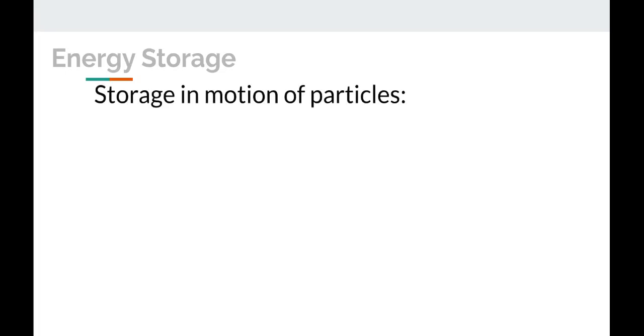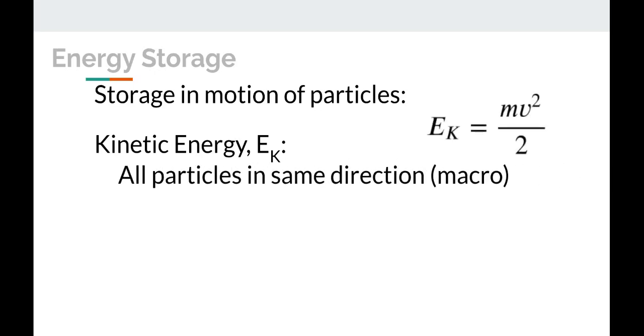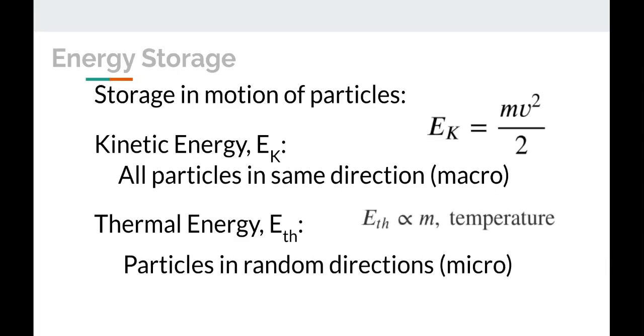Let's talk about 4 common energy storage modes. One energy storage mode is energy that's stored in the motion of the particles. This is called kinetic energy. The abbreviation that I use for this is EK, and it's related to the mass and to the velocity of the particle. So specifically, kinetic energy is the mass of a particle times the velocity of that particle squared divided by 2. Now this is talking about the type of energy storage where all the particles are moving in the same direction. And this is macroscopic, so throwing a baseball or a car moving down the road or something like that.